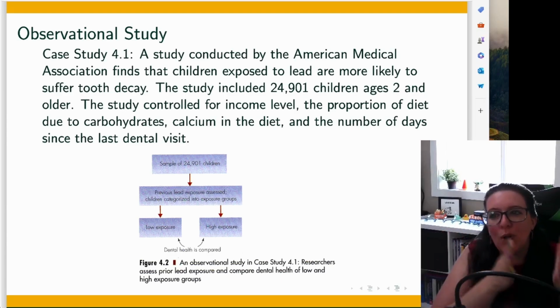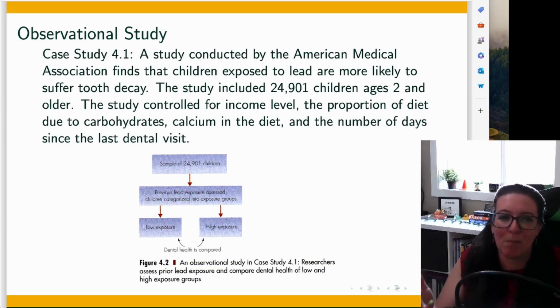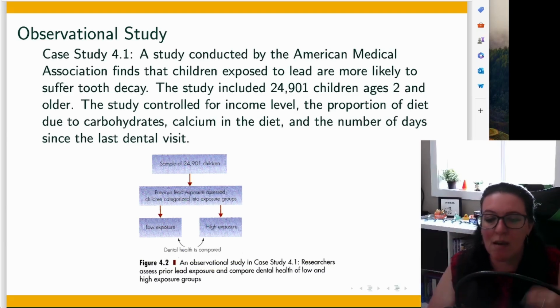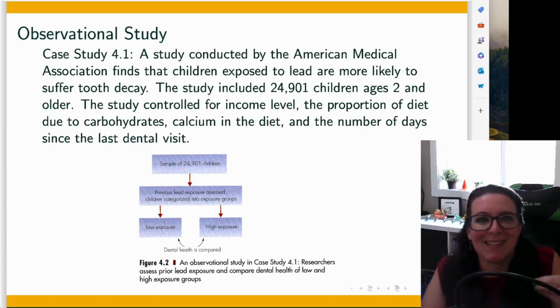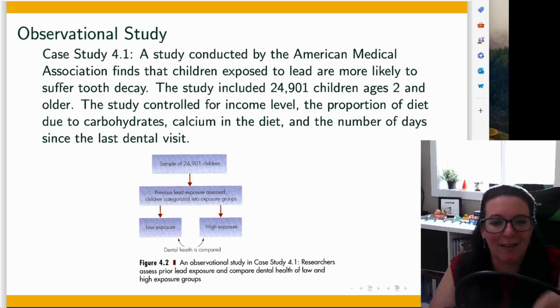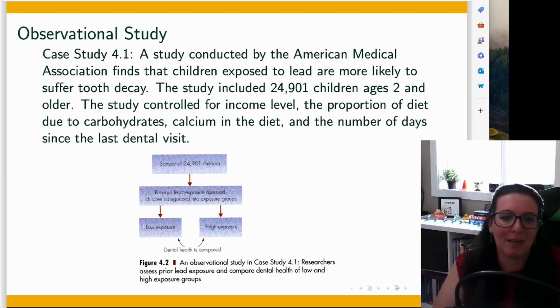So when you put them into those different groups for monitoring, you really just want it to be the lead that's the difference. But because this is an observational study and non-experimental design, we can't choose who gets the high lead and low lead. They're already being impacted by that, and we're following them over time.